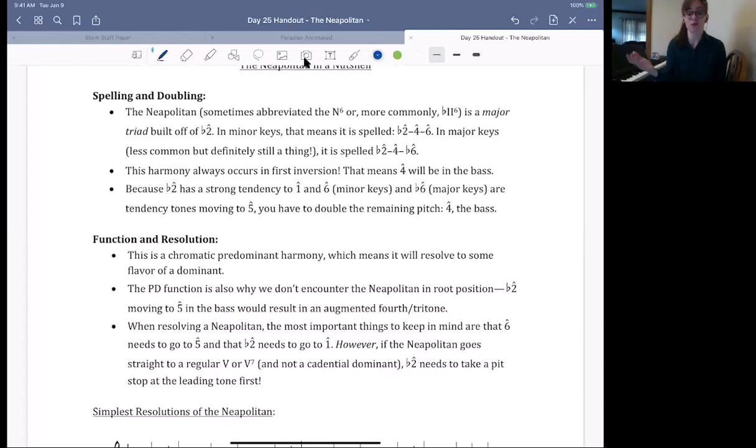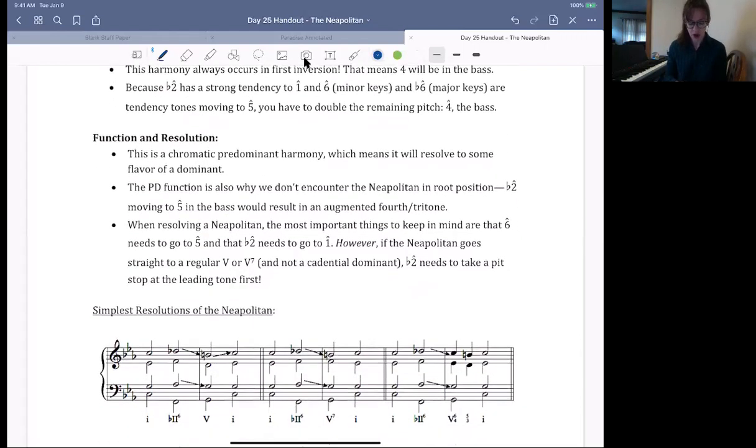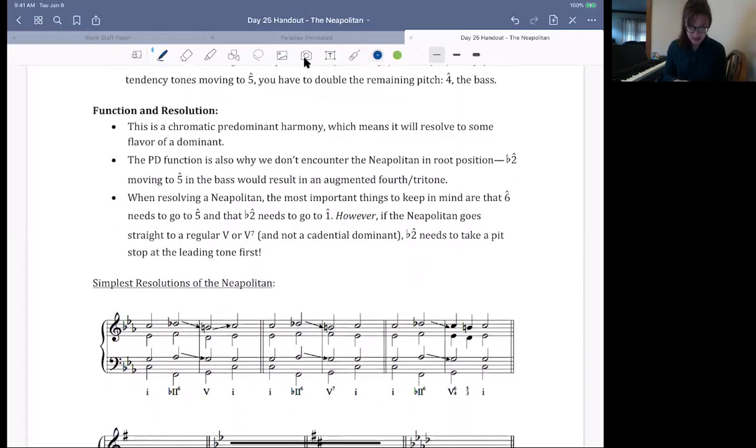That's just going to leave you with parallel octaves. So your only other option is to double the other guy, which is scale degree 4. And scale degree 4 can go different places, right? So double the bass to avoid parallel octaves.